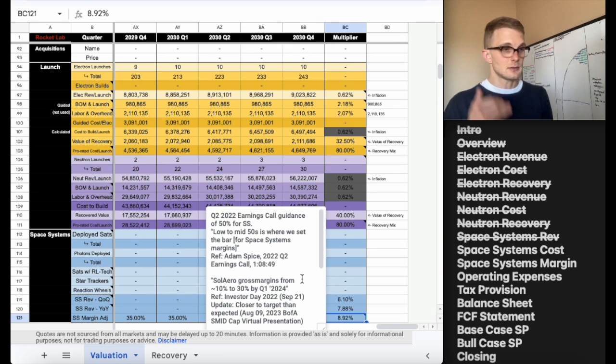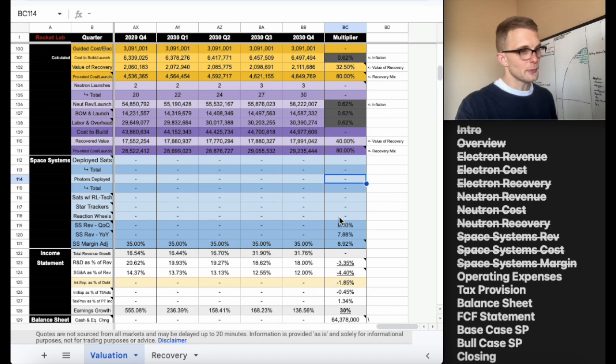I think that as soon as Solero hits that 30%, it's more than safe to assume that everything else is going to be 35, or probably quite a bit higher. But for the sake of conservation, we're just going to go with the 35% for this base case that we're building. All right, now for the operating expenses.